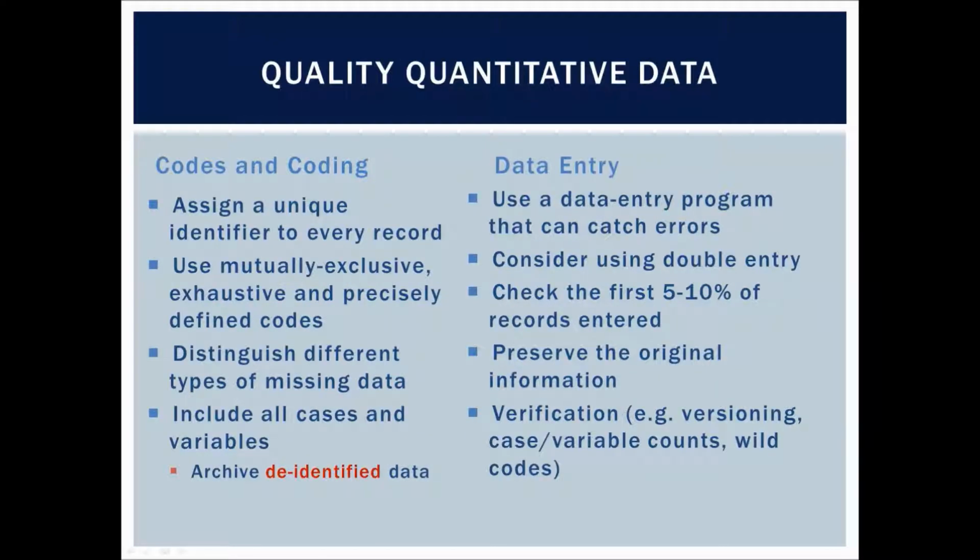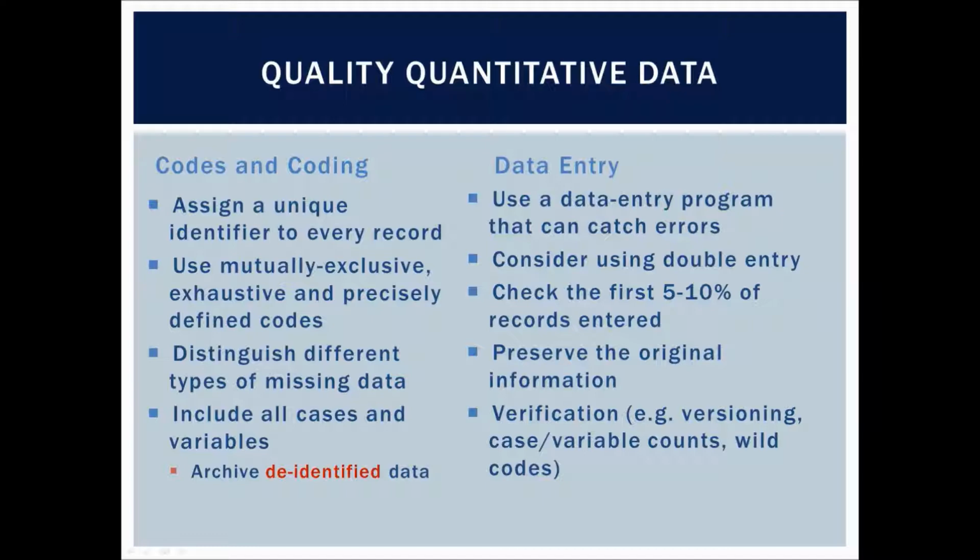On this slide, there are some elements of quality quantitative data. So on the left side of the screen, we have a column for codes and coding. So first, assigning a unique identifier to every record is recommended. This is typically the first variable in the data file and allows for easy identification of the record source document for verification purposes. Also, and very importantly, use mutually exclusive, exhaustive, and precisely defined codes.